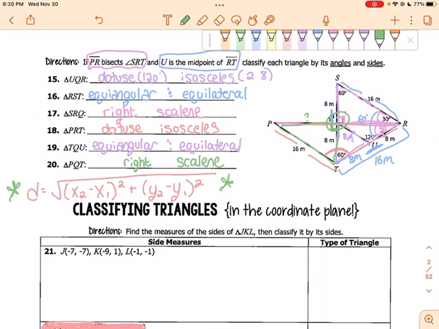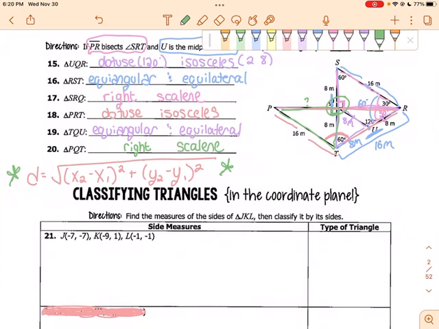Alright, next section is going to be classifying triangles using the coordinates and the distance formula that we did the other day. So what we'll have to do is find all the 3 side lengths and then compare them to see if they are all the same, 2 the same, or none the same. So what we're going to do first is take just J and K. So I'm only looking at these 2 points for the distance formula here.